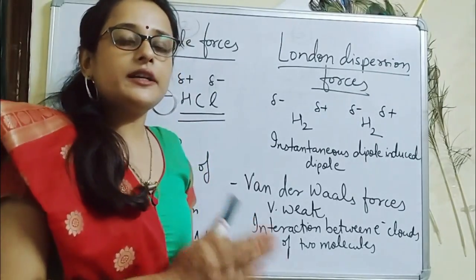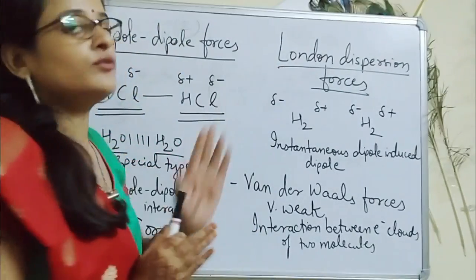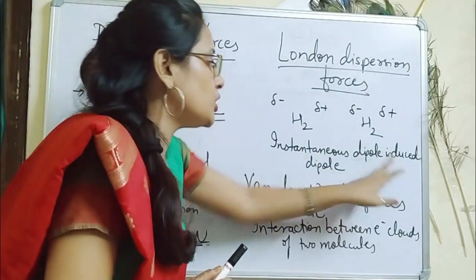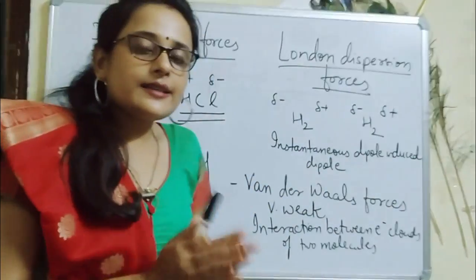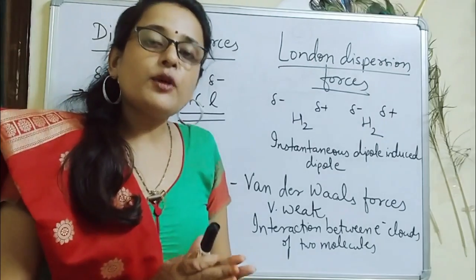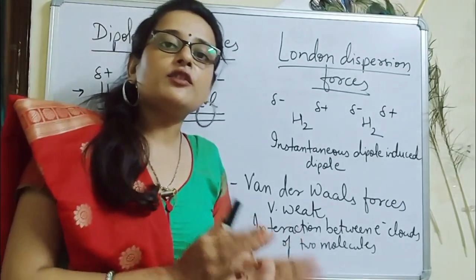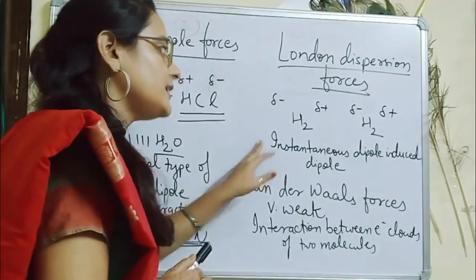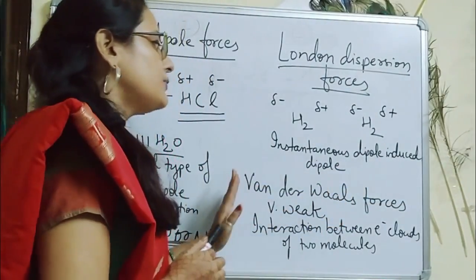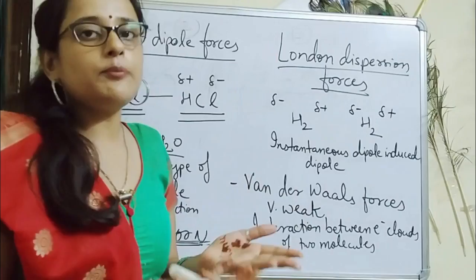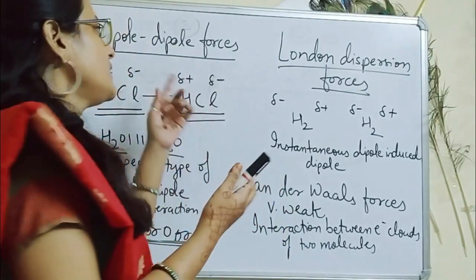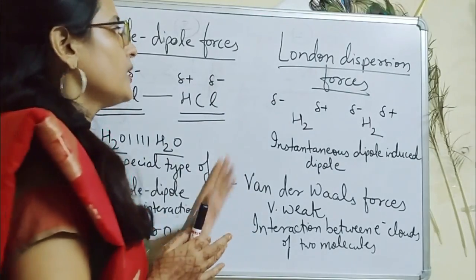The other type of van der Waals interaction is London dispersion forces. This is also called instantaneous dipole-induced dipole. Van der Waals interaction is a type of intermolecular interaction, and it is of many types, but we are discussing only two types over here.